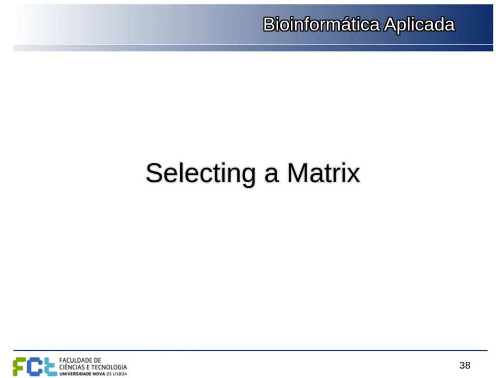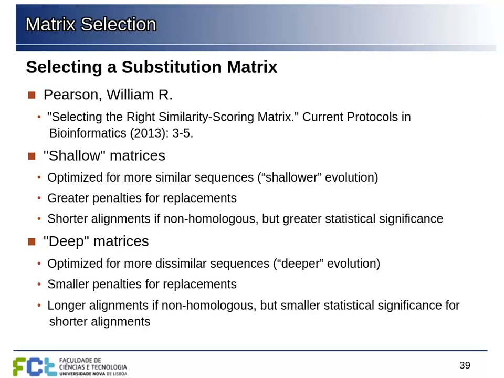Okay, so why is this important? When you are doing an alignment, it is important to select an adequate substitution matrix. Basically we can think of these as shallower matrices that were computed from similar sequences, so they are optimized for similar sequences. They are called shallower because evolution was not as deep in that case, so divergence was not as great.